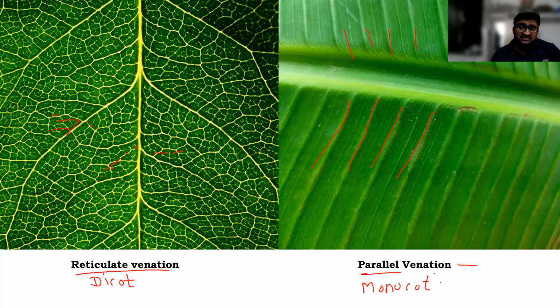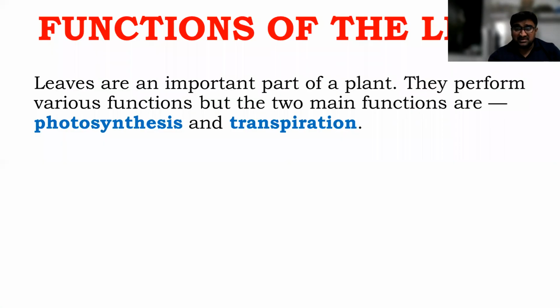We have also studied in the previous lectures that in dicotyledonous plants, the taproot system is present, while in monocotyledonous plants, the fibrous root system is present. And now we are going to see one more property of dicot and monocot plants: in dicot plants, reticulate venation is present, while in monocot plants, parallel venation is present.